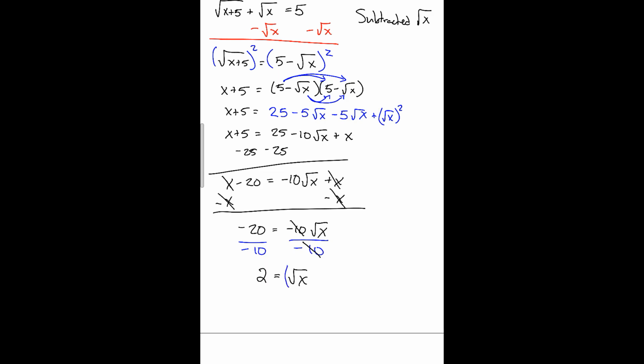So if we square both sides of our equation, well, that means we now have 2 squared, which gets us a 4, and the square root of x squared, which gets us an x. So far we've got x equals 4. But what do we have to do once we get the answer? Always have to go back and check.